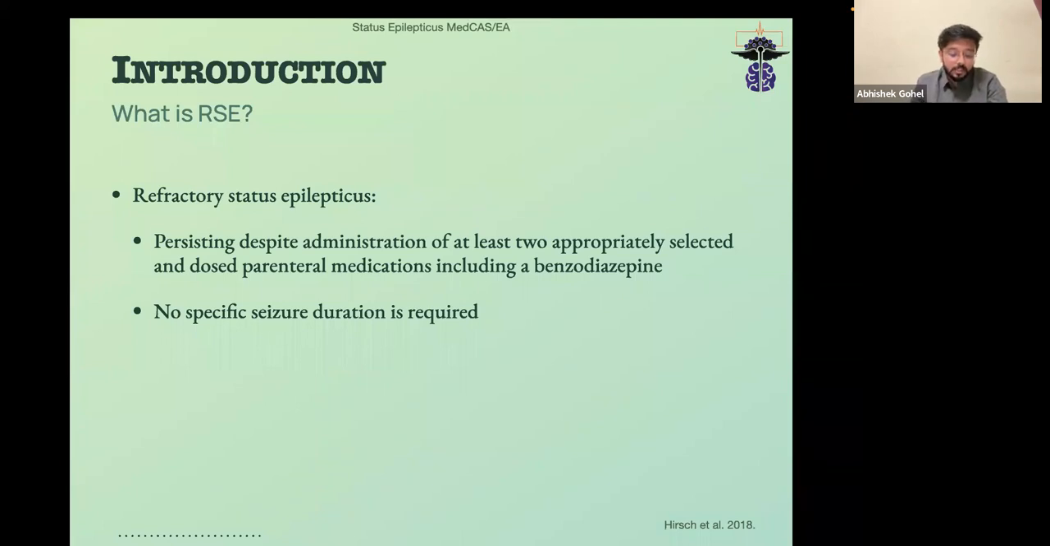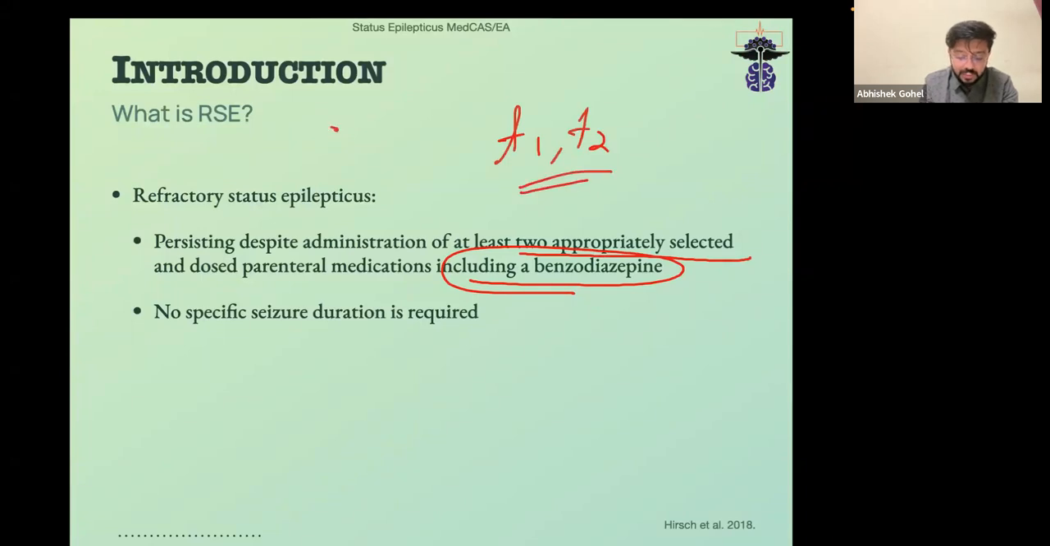Just to recapitulate, refractory status epilepticus is status which persists despite two appropriately selected drugs, out of which at least one is a benzodiazepine. Okay. We do not have a time factor over here because that has already been established by the definition of status epilepticus.